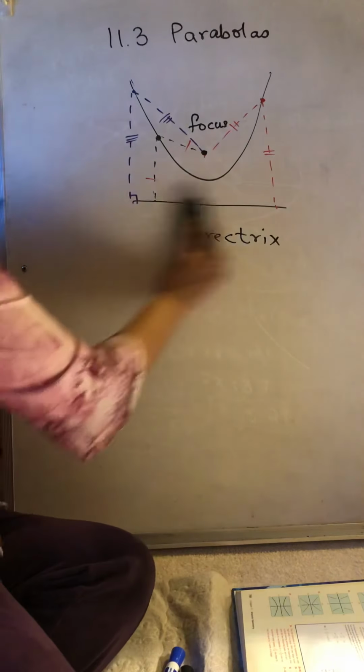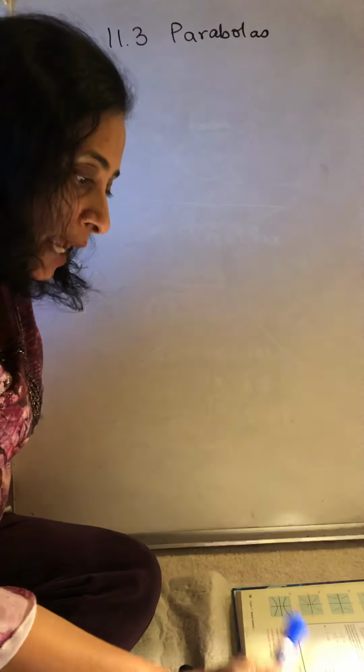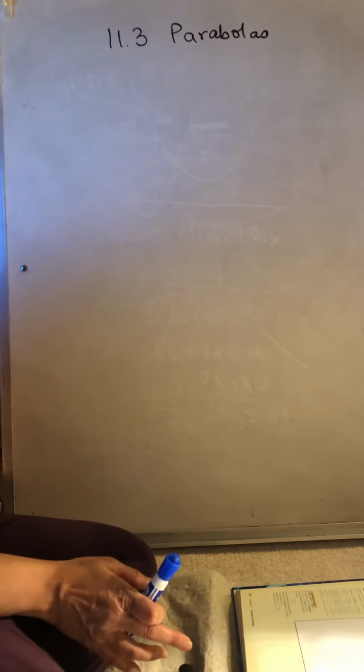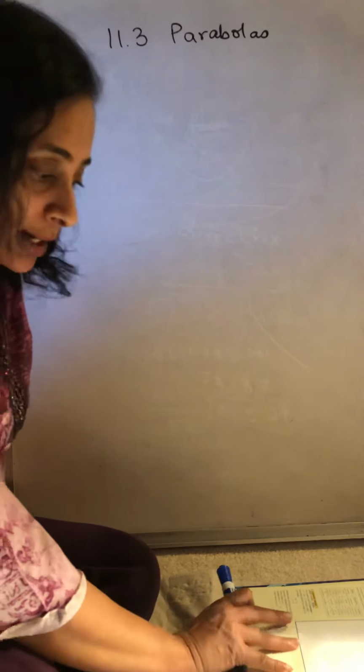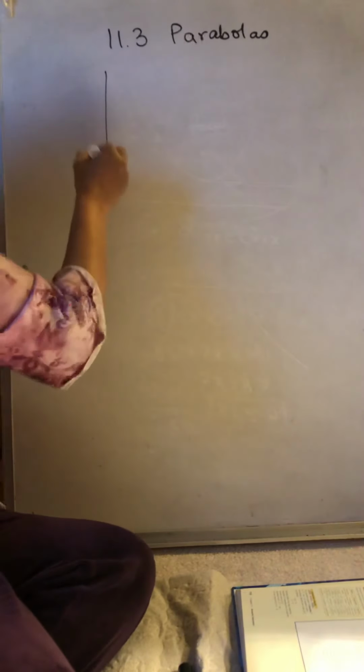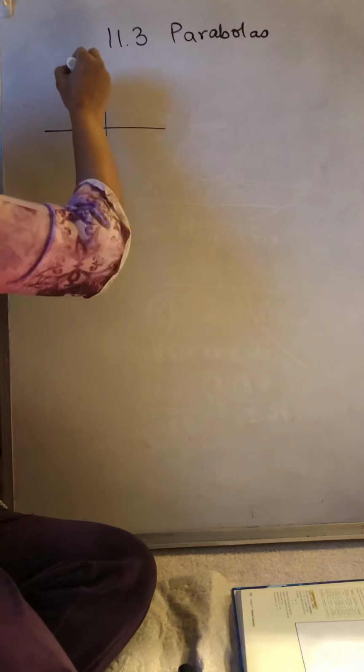Okay, so now let's look at the equation. We are on page 710. I'm not going to go too much into detail on parabolas. We'll just do what our textbook requires us to do. So now there can be two types of parabolas. Either your parabola is going to face up or down, right? This is what we are used to.